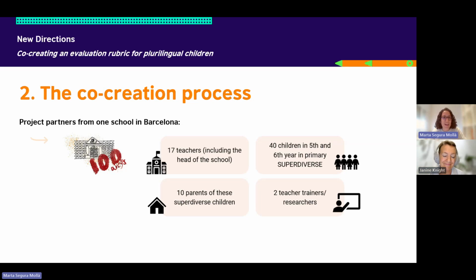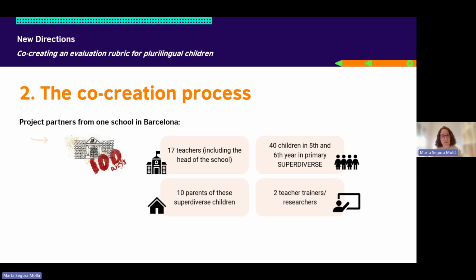Thank you, Janine. So let's see, we work together with a school based in Barcelona, and we work with 4 different groups of partners together in this project. The first group was the teachers, the school teachers. This group included 17 school teachers from pre-primary and primary levels, and the head of the school as well. The second group were the kids, so 40 children in 5th and 6th year in primary. These are the last 2 grades in primary here in Catalonia.